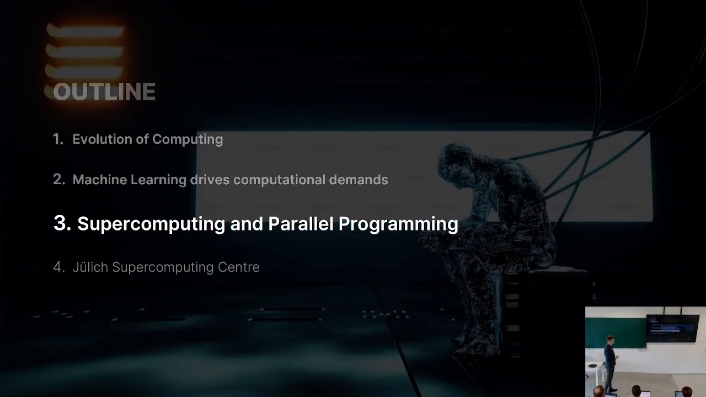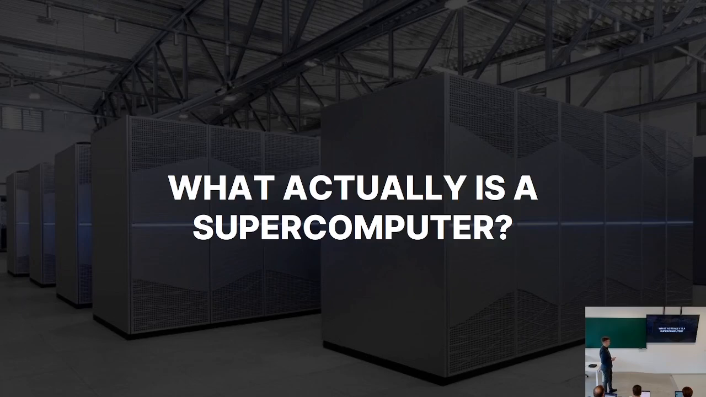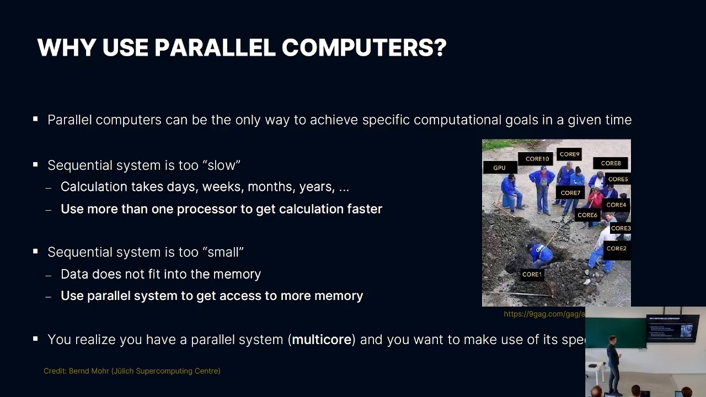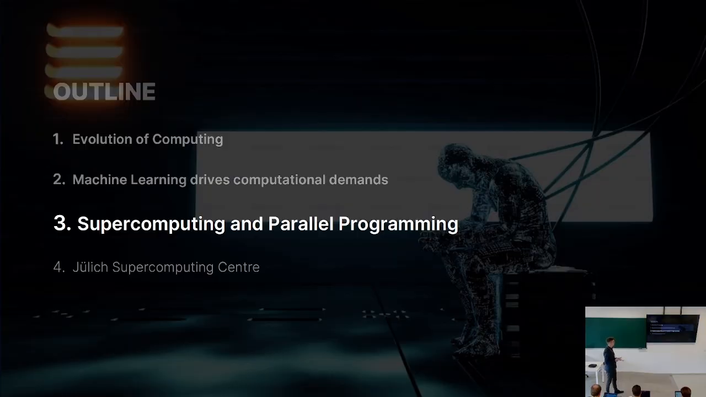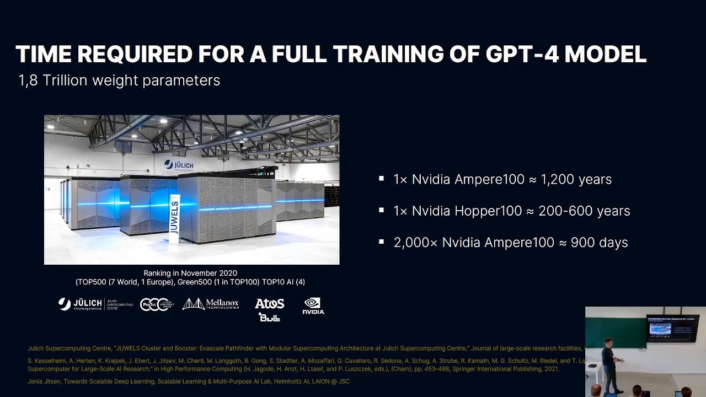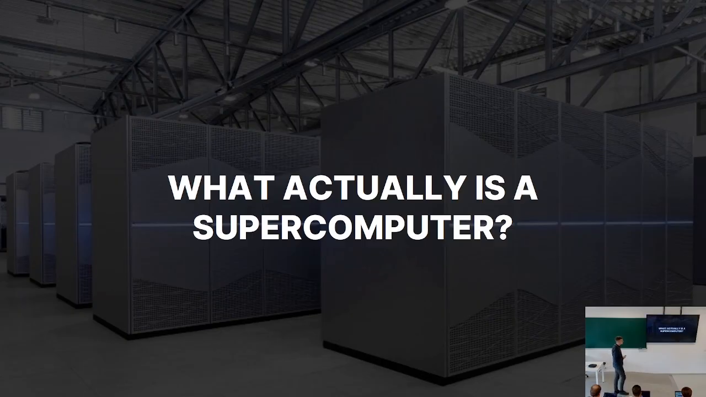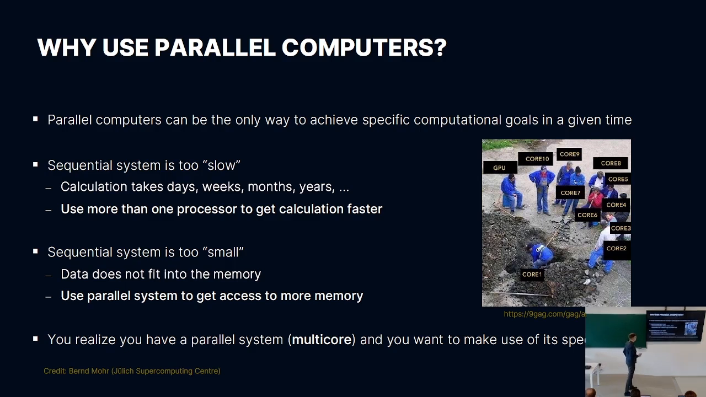All right, so supercomputing and parallel programming. What is actually a supercomputer? Well, we can put it this way: it's a parallel computer, often the only way to achieve some particular goal. To have this foundation model trained, you need to rely on a computer where many different workers, cores, work together to get the work done.